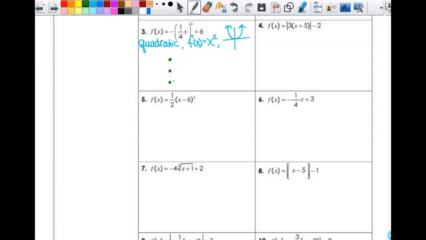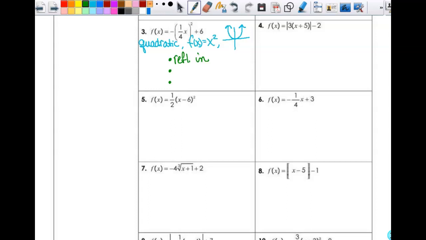Negative means it's a reflection. So we'll write reflection in. Do you think this is a reflection in the x-axis or the y-axis? What do you think? So does that negative affect x or does it affect y? Is it on the inside of the operation or outside?